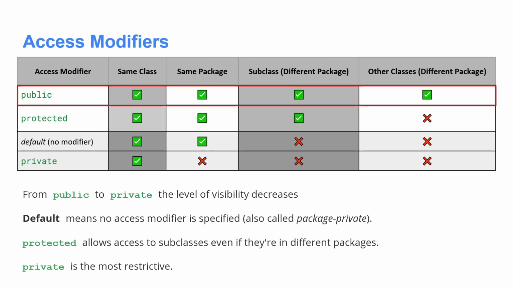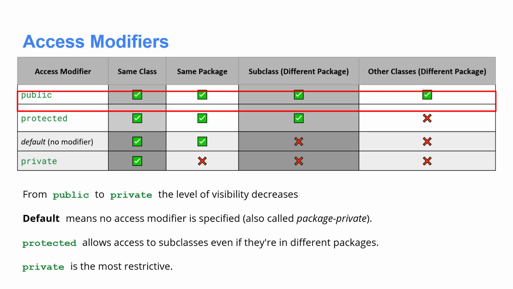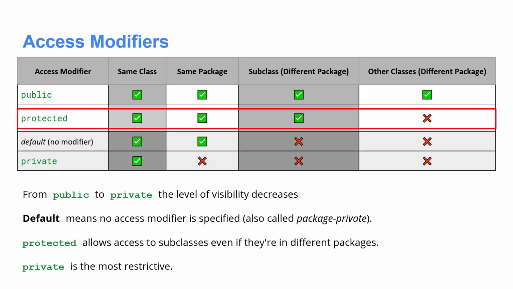Let's break down access modifiers with this visibility table, so you can see exactly where each one applies. At the top, we have public, it's the least restrictive. You can access it from the same class, same package, subclass in another package, or even from completely unrelated classes. Next is protected. It allows access from the same class, same package, and also from subclasses, even if they are in different packages. But not from unrelated classes in other packages.